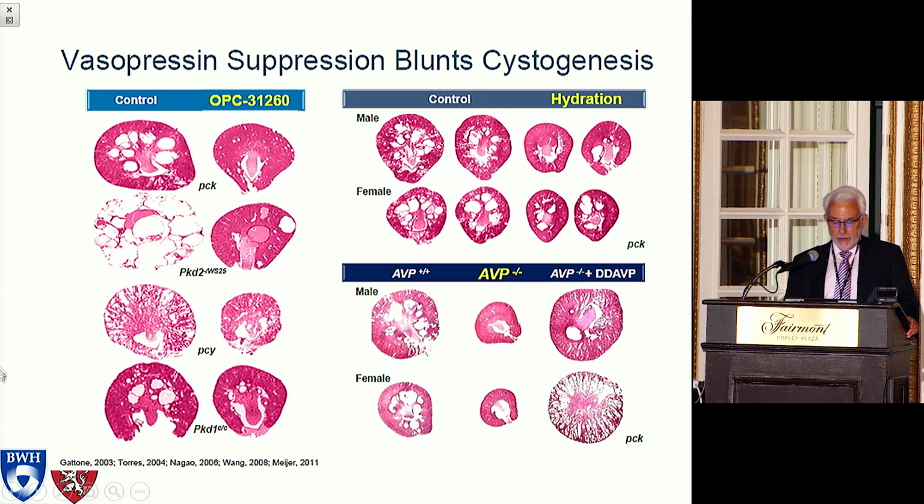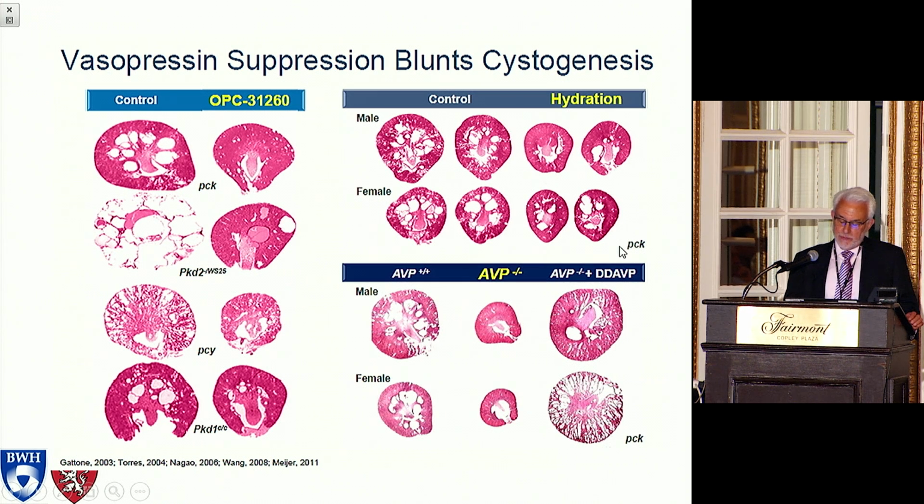So we know from preclinical work that if you block vasopressin with this drug, OPC 31260, which is mozavaptan, in these 4 different rodent models, there's marked amelioration of cystogenesis compared to the untreated control animals. If you convince the rats in this upper panel to drink a lot of water by putting sugar in the water, in this PCK rat model, you lessen cystogenesis.